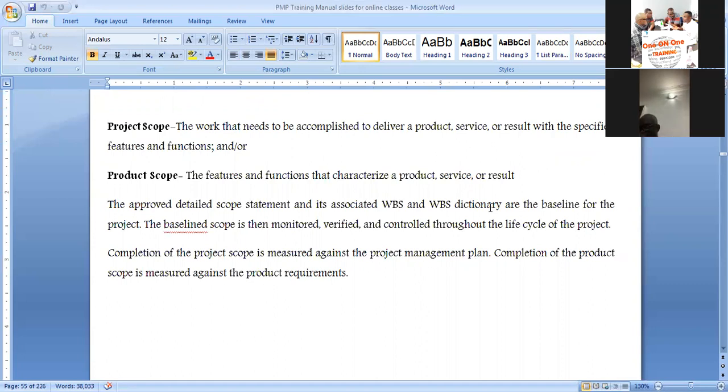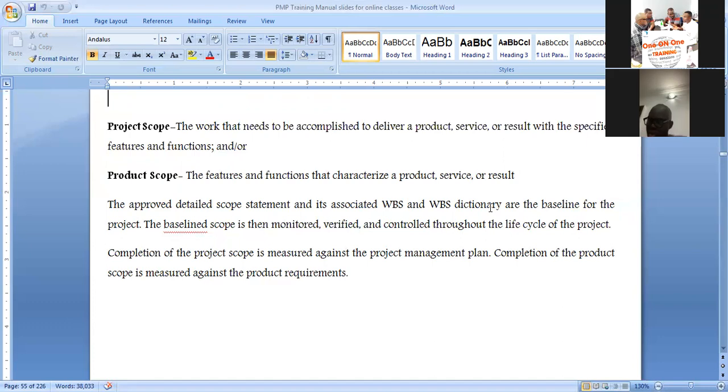Let me explain what this project and product scope is all about again before we move on to take the 6 step by step. The work that is required for us to accomplish or to deliver the product or the services that we are paid for becomes the project scope.